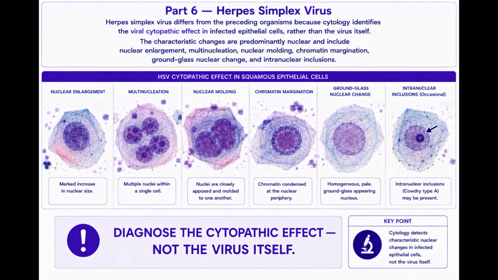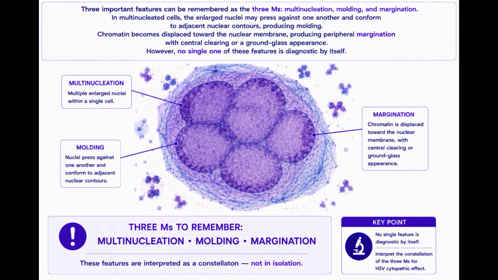Herpes Simplex Virus differs from the preceding organisms because cytology identifies the viral cytopathic effect in infected epithelial cells, rather than the virus itself. The characteristic changes are predominantly nuclear and include nuclear enlargement, multinucleation, nuclear molding, chromatin margination, ground glass nuclear change, and intranuclear inclusions. Three important features can be remembered as the three MIS: multinucleation, molding, and margination.